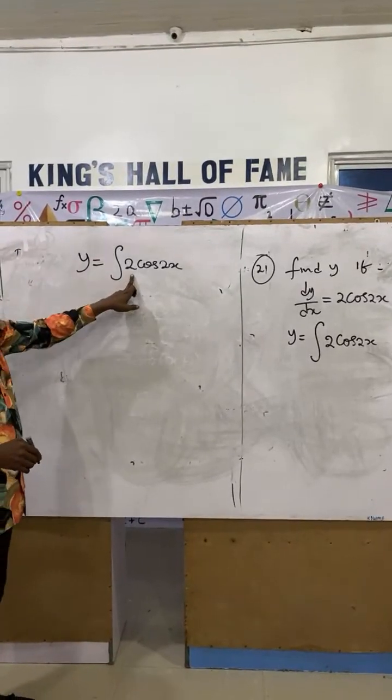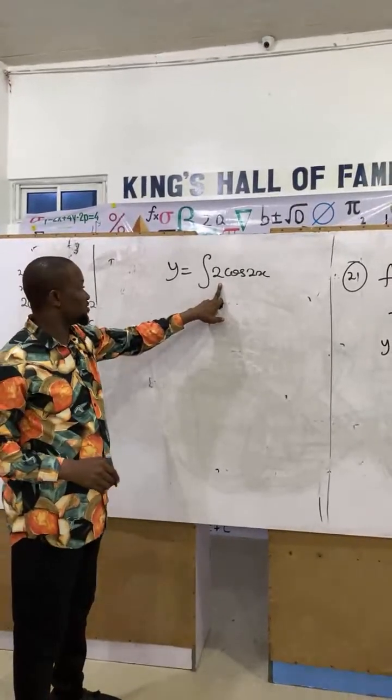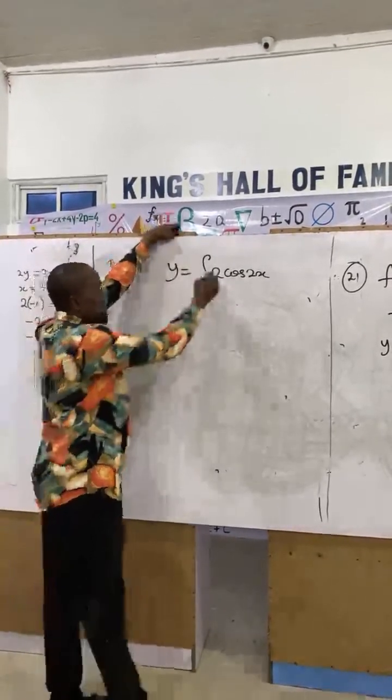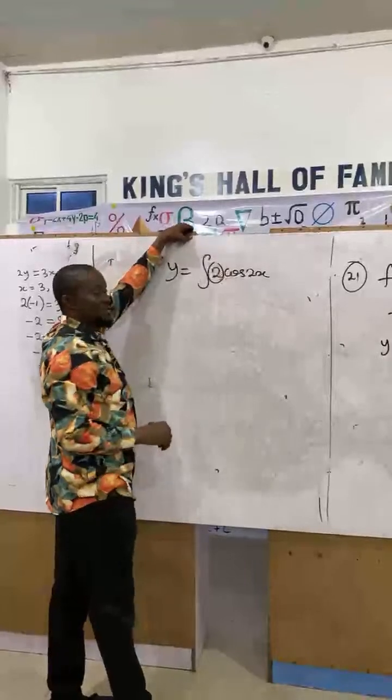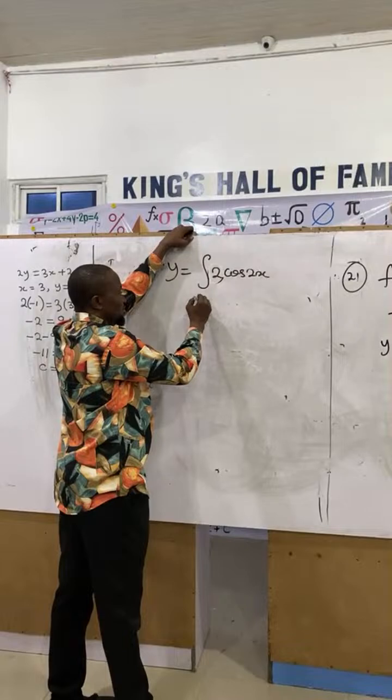Now I want to integrate this. Let's look up. Don't make noise. You don't integrate this value here. You can take this to R.